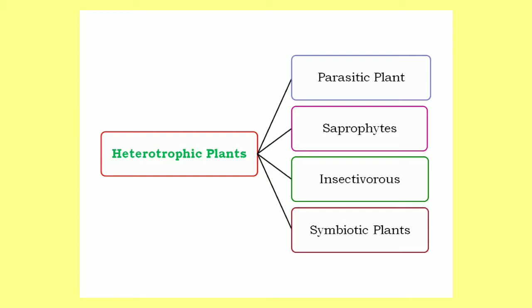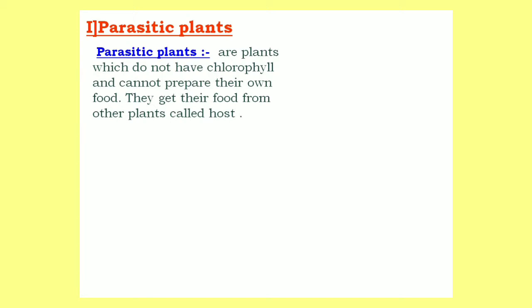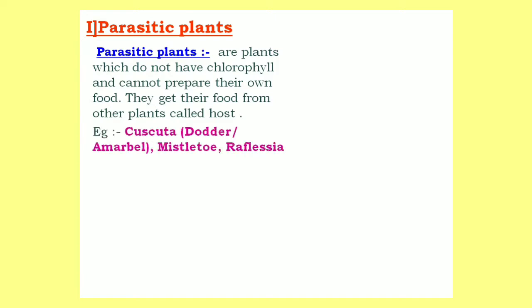The heterotrophic plants are categorized into four main categories. We have parasitic plants, saprophytes, insectivores, and symbiotic plants. The first one is the parasitic plant or parasite. Parasitic plants are plants which do not have chlorophyll and cannot prepare their own food. They get their food from another plant called the host plant.